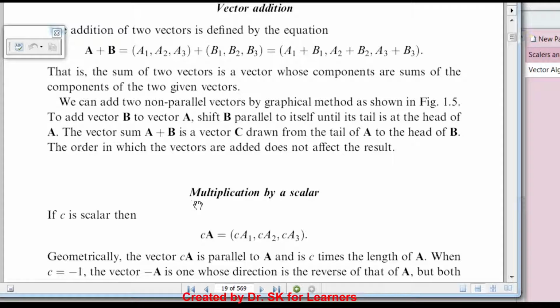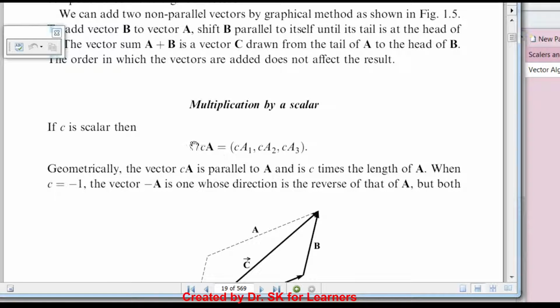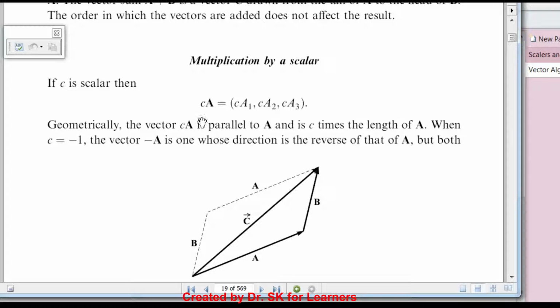So now let's see what happens when a scalar quantity is multiplied with a vector quantity. C is a scalar quantity, you see it's italic, and A is bold faced, so you know A is the vector quantity. What happens if C is multiplied with A? A vector can be written as A1, A2 and A3, and this scalar quantity multiplies with each component. So obviously the product is also a vector.